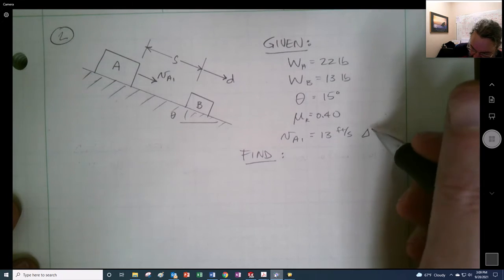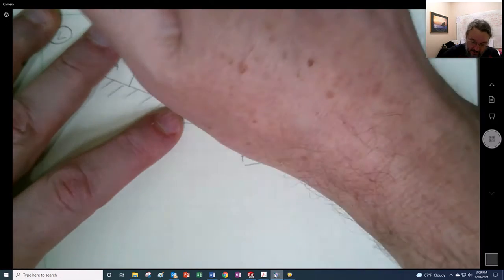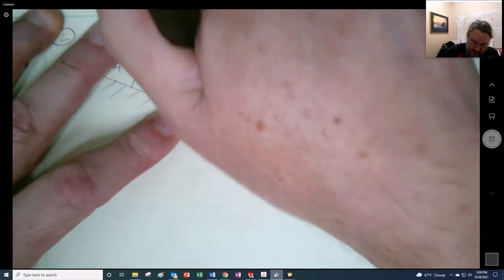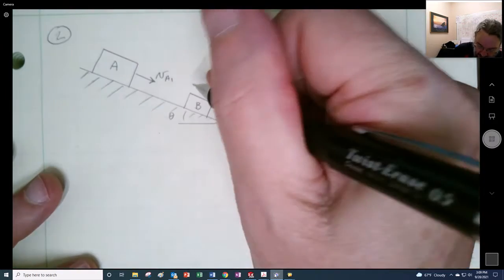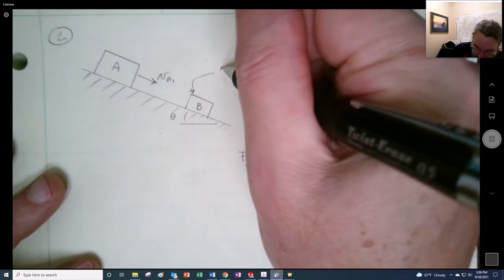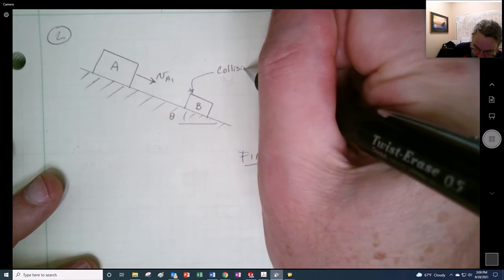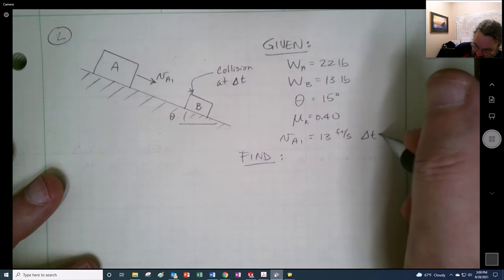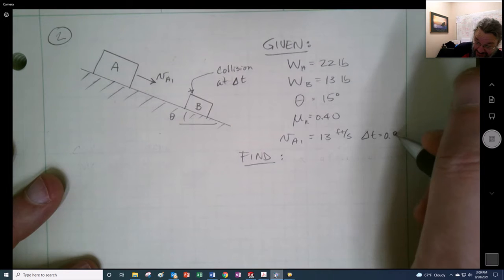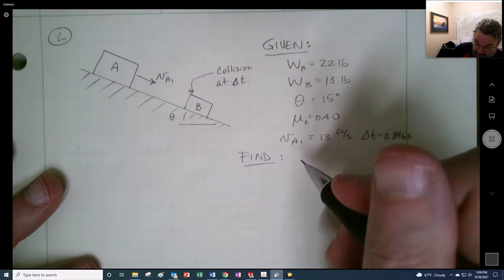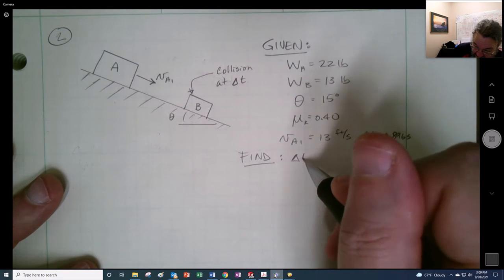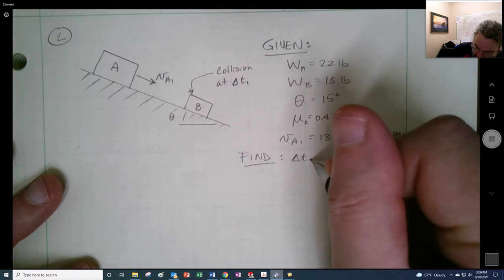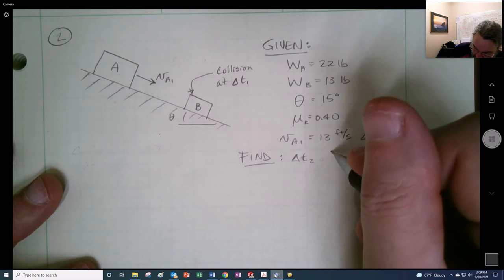So it moves here delta t. I guess I need to remove this thing here. And maybe I'll write on here to try to communicate it. Collision at delta t, and delta t is equal to 0.896 seconds. We want to find delta t. Maybe this is delta t1, and delta t2 to stop.